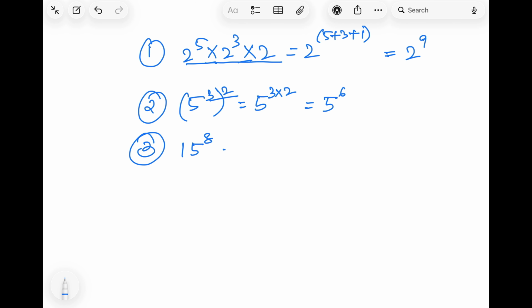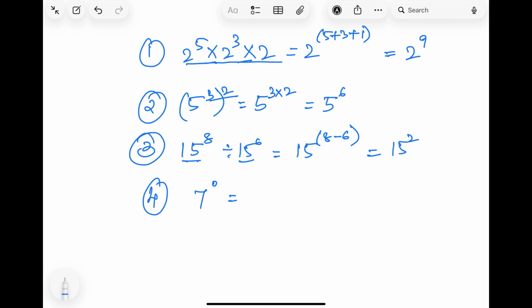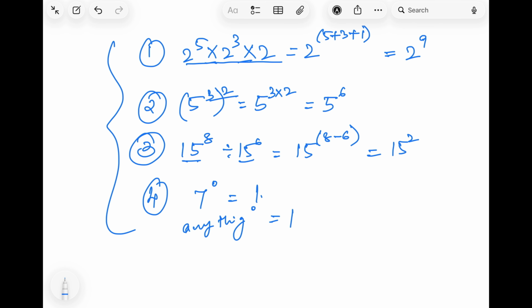And the third, we will take up a division example. 15 raised to 8 divided by 15 raised to 6. That means again the base is same and they are in division. So what do we do? We just subtract the power. So 15 square. Just take one more. If it is 7 raised to 0, the answer is 1. Anything which is raised to 0, the answer is always 1. So these are very small examples.